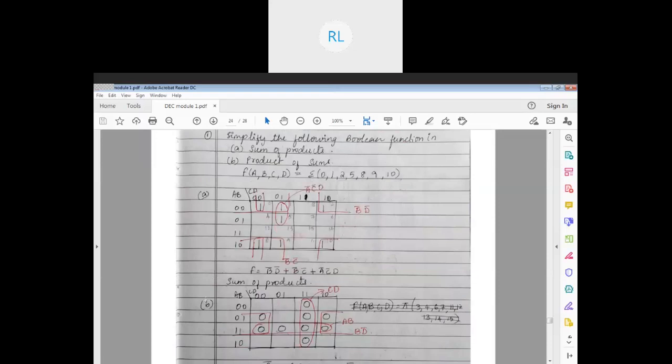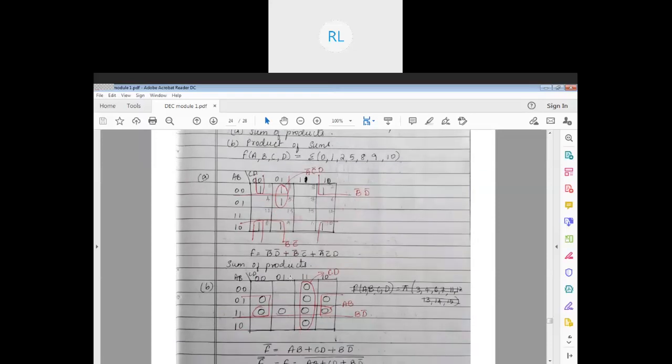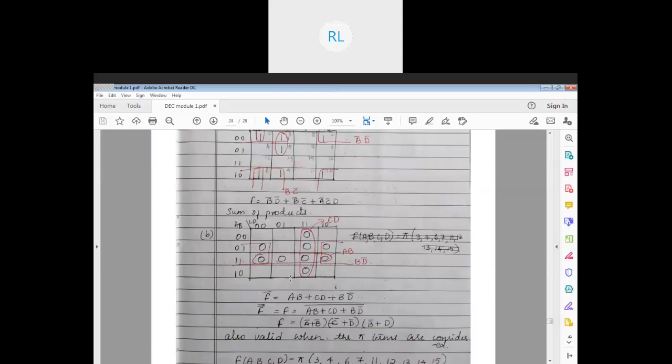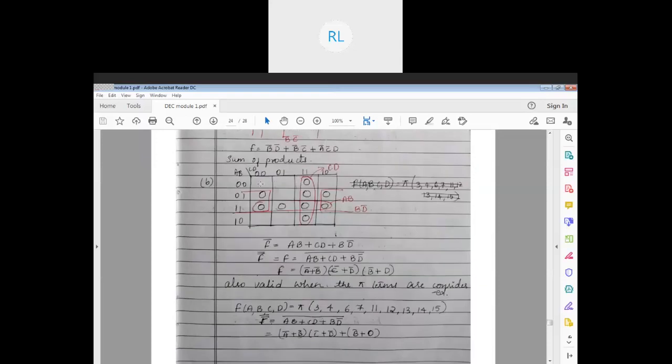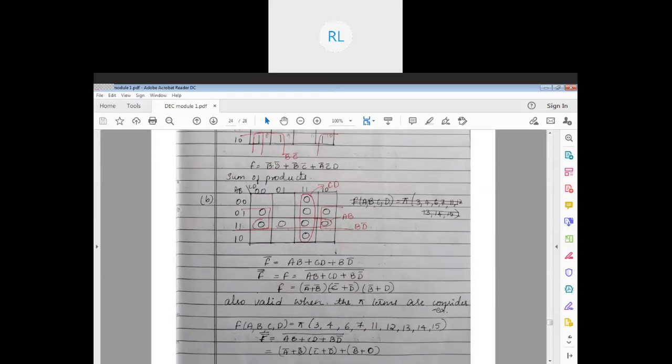So this is how, if a problem is given telling you to simplify the Boolean function in SOP form and POS form, you will be simplifying it in this fashion. So the first one is your SOP form, and the second one is in your POS form, sum of products, and this one is your product of sum.